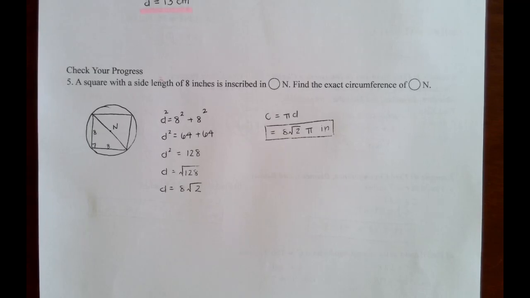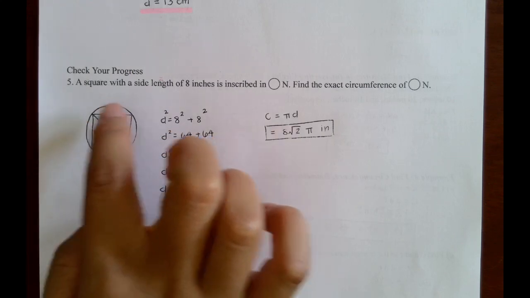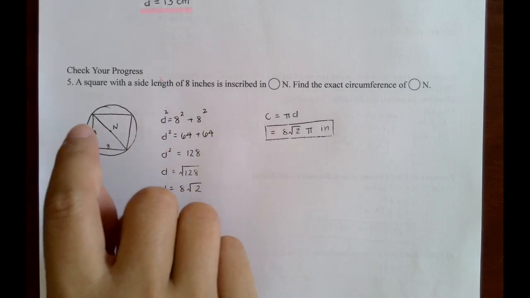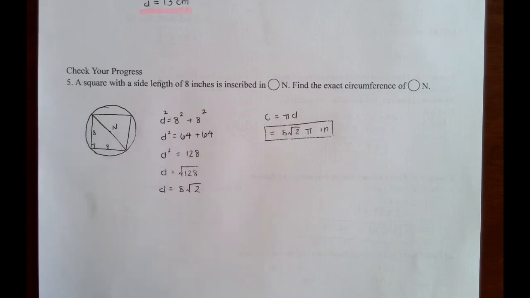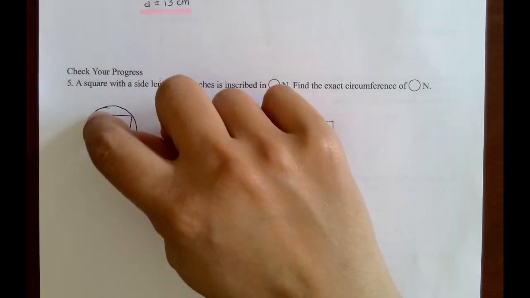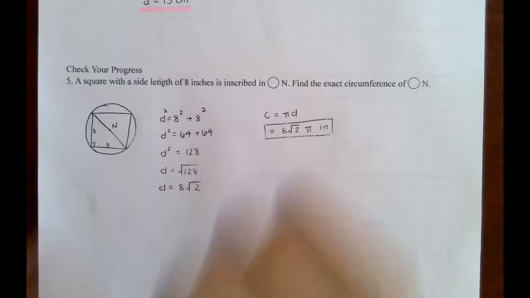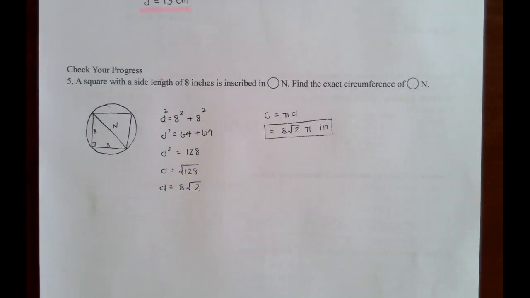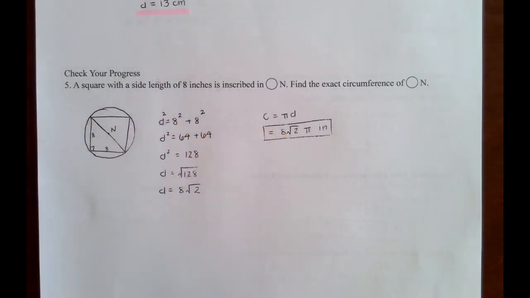Okay, so for your circumference, you should have gotten 8 square root of 2 pi inches. If you got that right, you can get started on homework. If not, here is your explanation. So here it says that a square with side lengths of 8 inches is inscribed in circle N. If the side lengths are each 8 and 8 here, then if I make my diagonal for my square, this is the diameter.